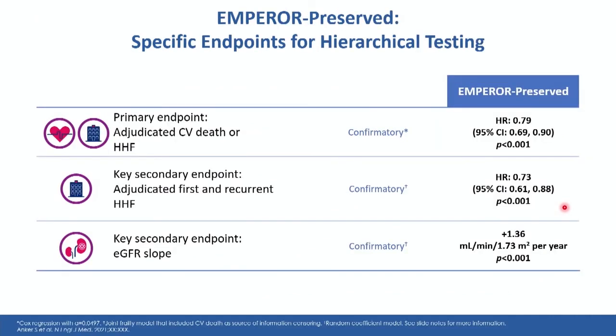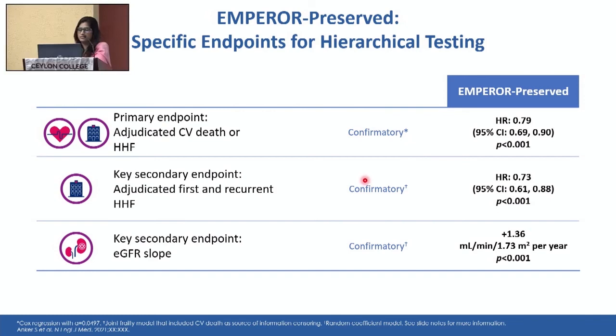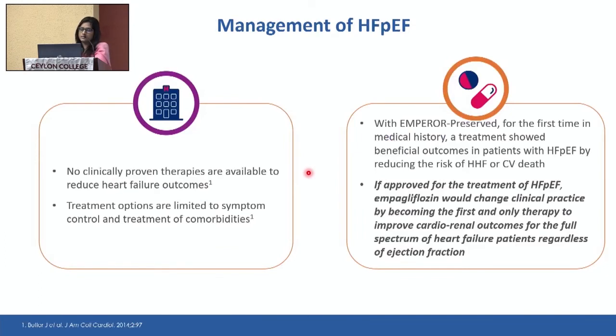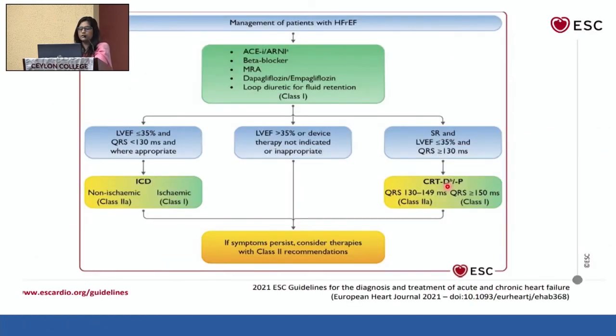So when it comes to the Emperor Preserved trial, once again, for the specific endpoints we have confirmatory evidence to say that it is effective, and all the primary endpoints and key secondary endpoints were met. And now, even though we have the evidence, it is still not in the guidelines, but if approved for the treatment of heart failure with preserved ejection fraction, empagliflozin would change clinical practice in the management of heart failure with preserved ejection fraction.